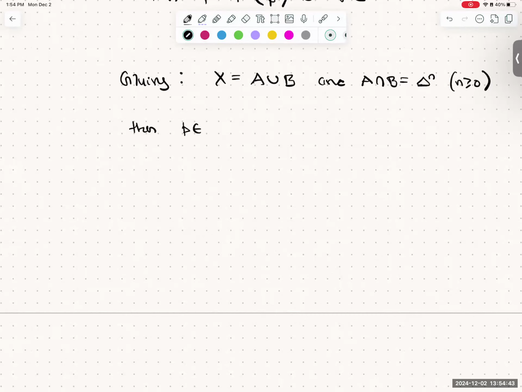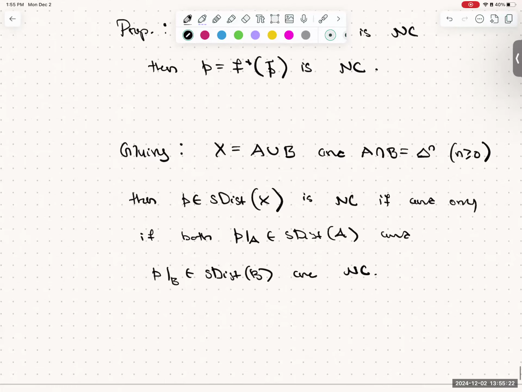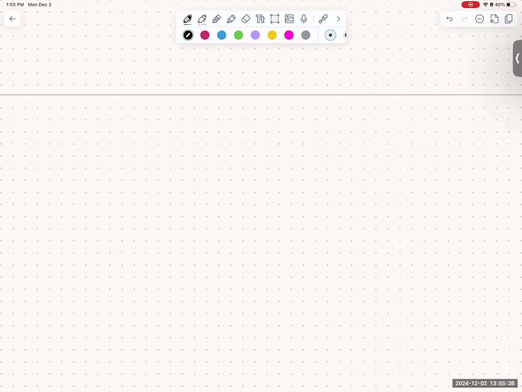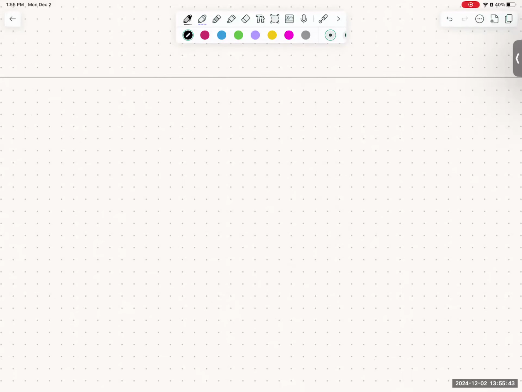Then P in S of X is contextual if both P restricted to A and P restricted to B are. Basically, if you have a joint space A union B that's glued along a simplex, then a distribution on X is non-contextual if and only if the restrictions to A and B are also non-contextual.